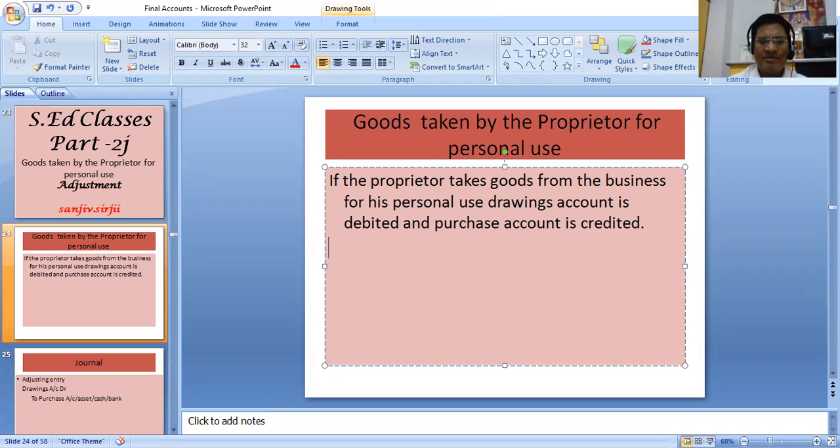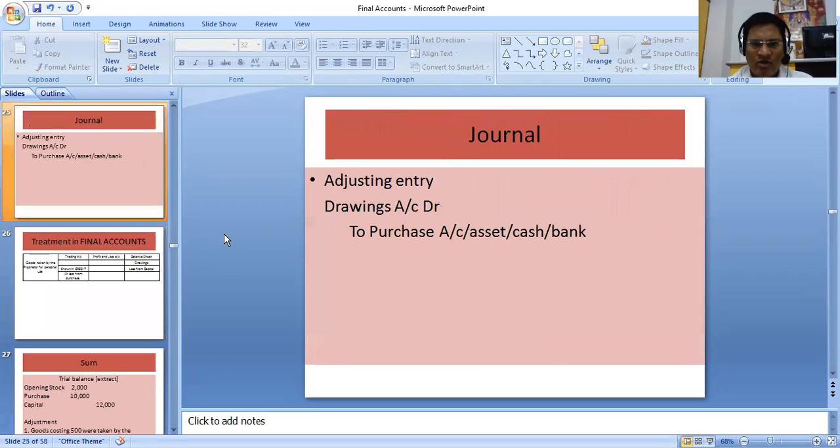So this journal entry will be drawings to purchase. If he draws any asset from the business, then it will be drawings to asset. If he draws cash from the business, then drawings to cash. If he draws money from the business's bank account, then drawings to bank account.